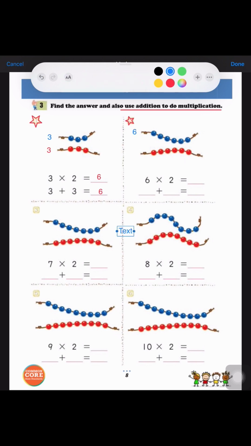Next, in the blue bracelet, there are 6 beads. In the red bracelet, there are 6 beads. So 6 times 2 equals 12. By using additions, it will be 6 plus 6 equals 12.